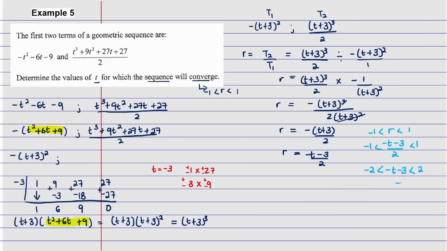This side is going to be negative 5, and this side is going to be negative 1. Now, rearrange it properly, so it's going to be t is between negative 5 and negative 1. So that's how you would find this one. This is how you will find your t in this question.